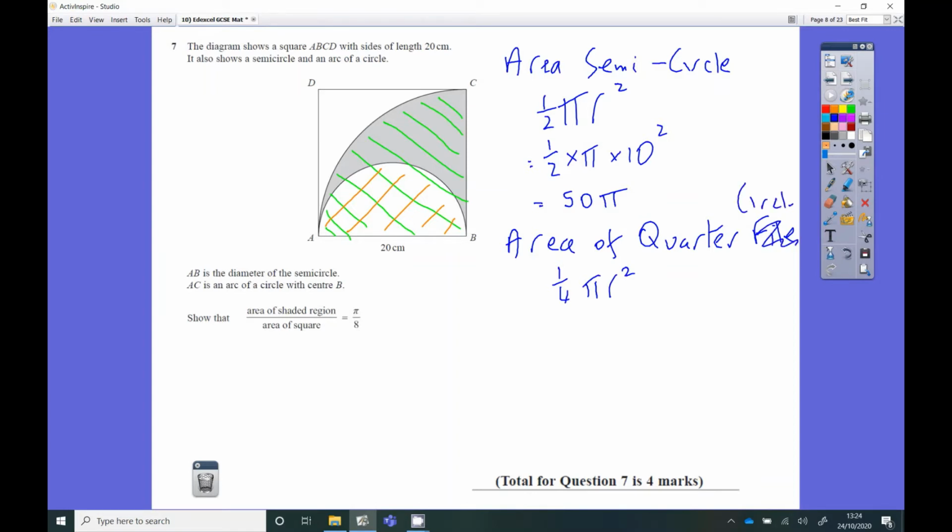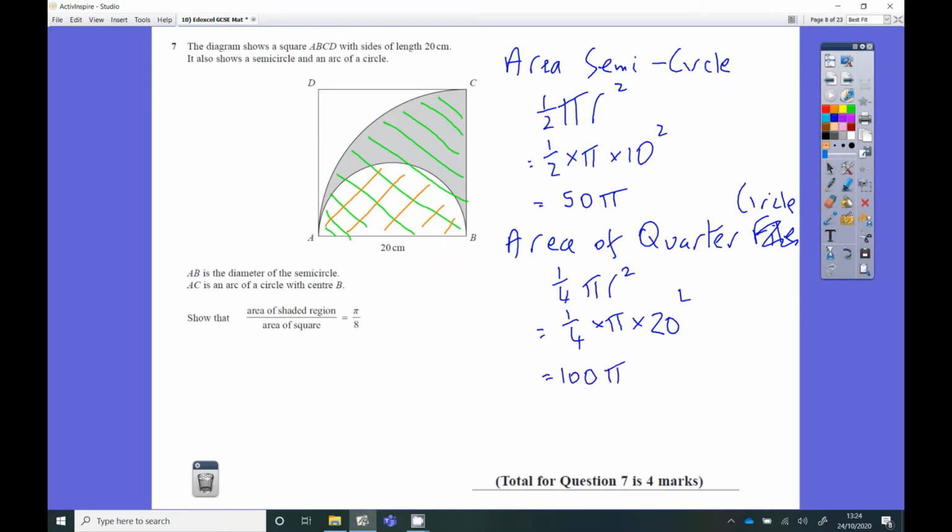So quarter pi r squared. So quarter times pi. Now the radius of the whole quarter circle is the full 20. So that's going to be 20 squared. Now 20 squared is 20 times 20, which is 400. A quarter of 400 is 100. So that's going to be 100 pi.